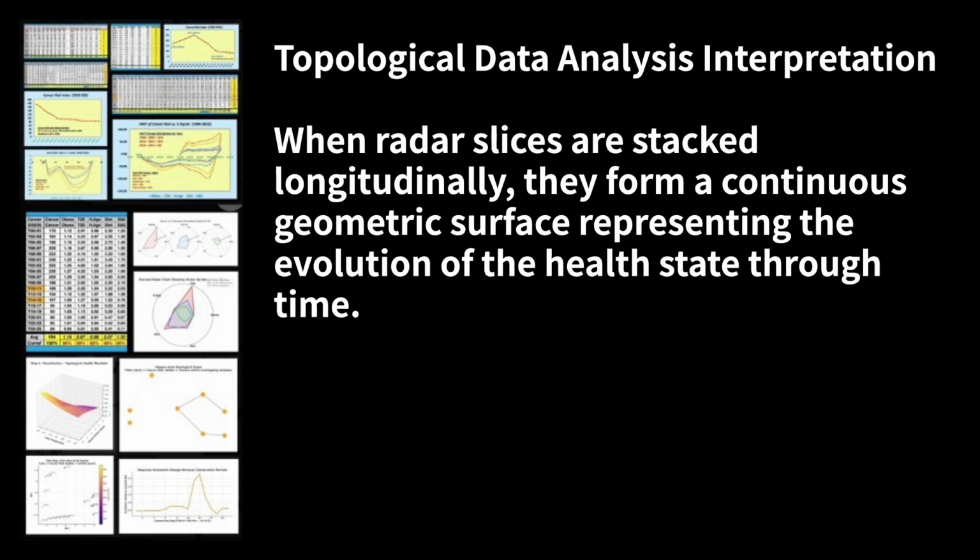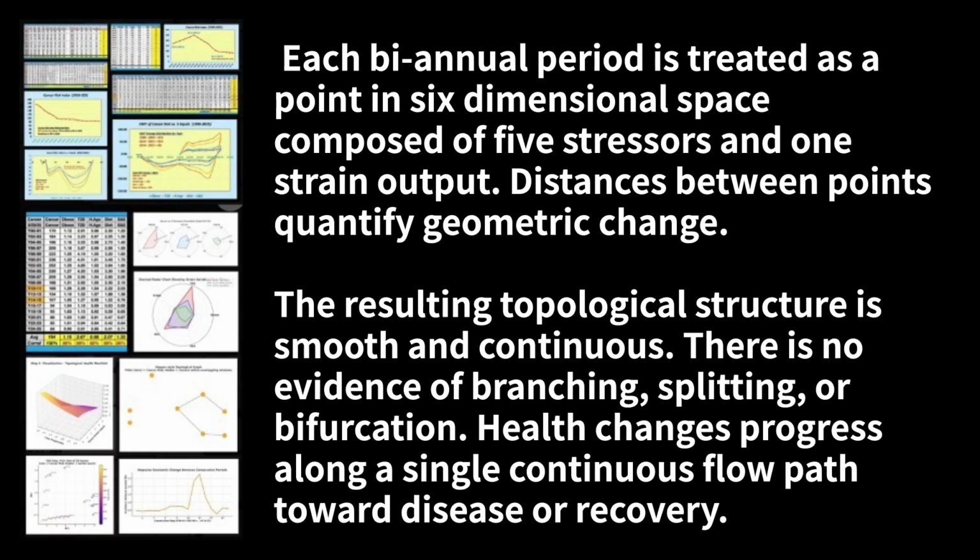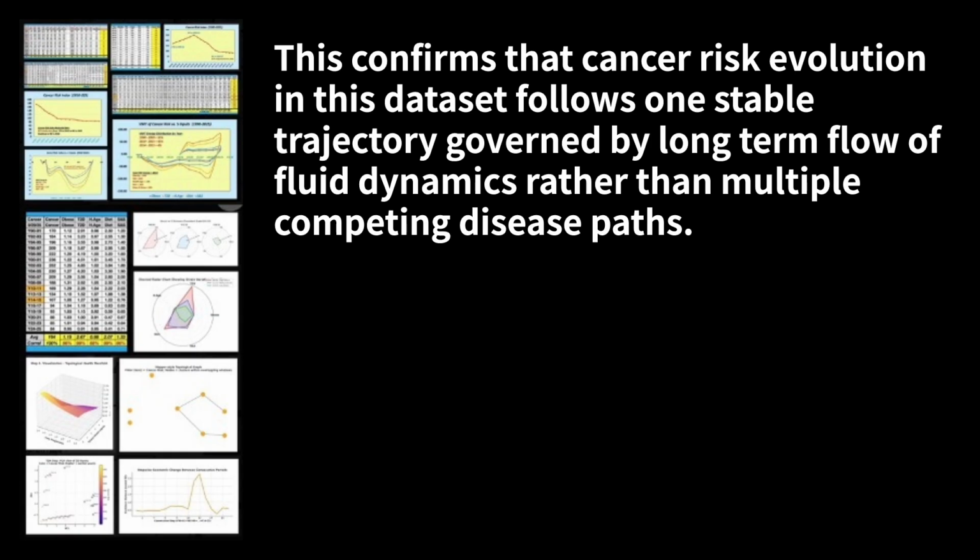Topological data analysis interpretation. When radar slices are stacked longitudinally, they form a continuous geometric surface representing the evolution of the health state through time. Each biannual period is treated as a point in 6-dimensional space, composed of 5 stressors and 1 strain output. Distances between points quantify geometric change. The resulting topological structure is smooth and continuous. There is no evidence of branching, splitting, or bifurcation. Health changes progress along a single, continuous flow path toward disease or recovery. This confirms that cancer risk evolution in this dataset follows one stable trajectory, governed by long-term flow of fluid dynamics, rather than multiple competing disease paths.